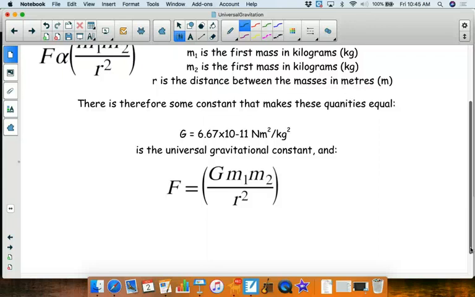So this big G is on the back of your equation sheet under constants. Big G is a small number. It is much smaller than little g, which is ironic.